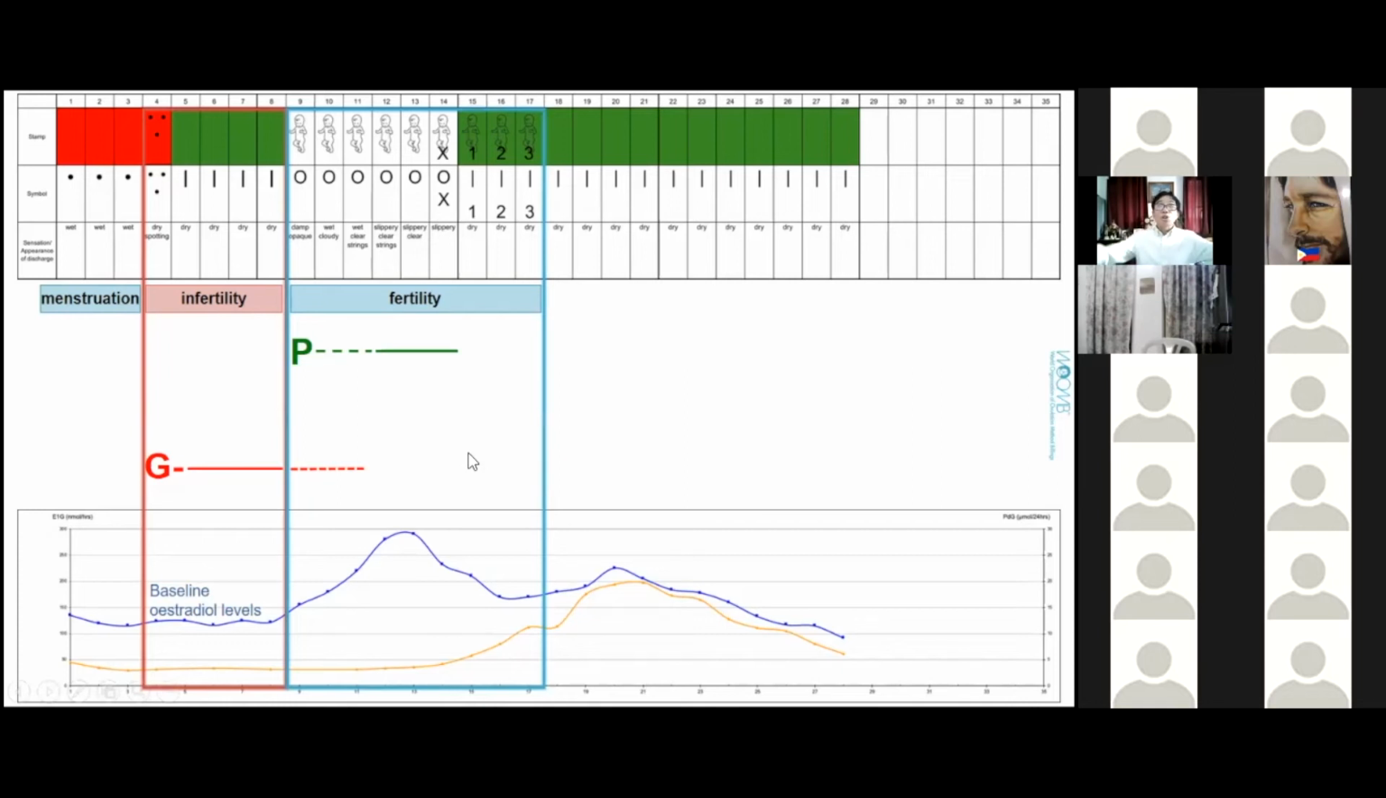The first mucus to appear is P. What is the role of the P mucus?